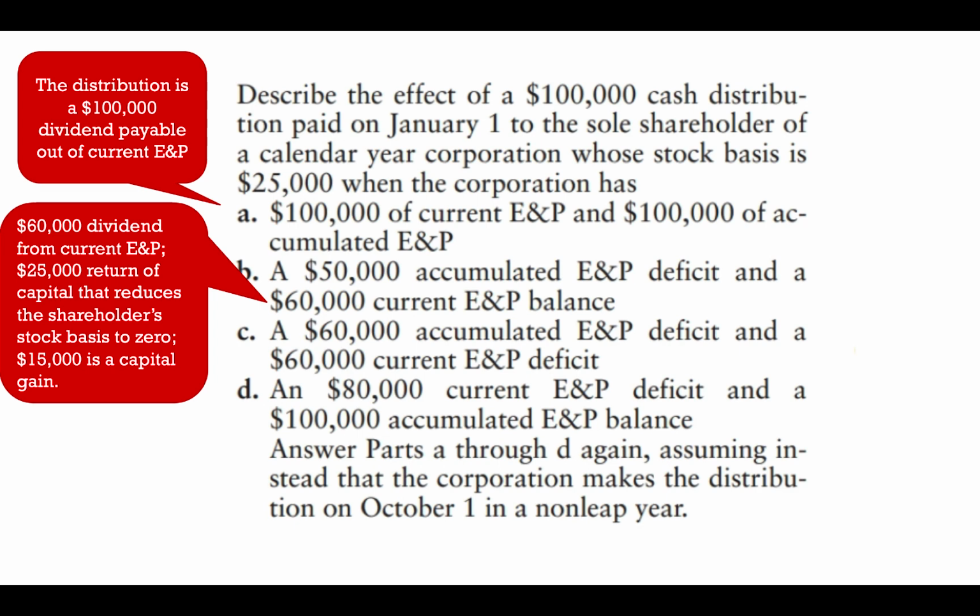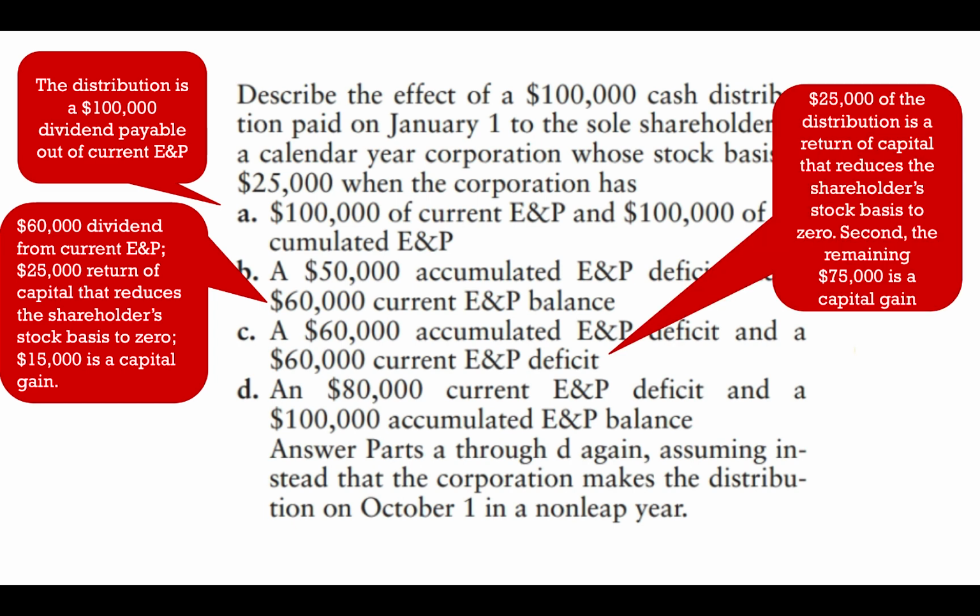Part C, a $60,000 accumulated earnings and profits deficit and a $60,000 current earnings and profits deficit. So we have no earnings and profits. Because of that, we have a $25,000 return of capital. It's going to reduce the shareholder's basis to zero. And then the remaining $75,000 is a capital gain.